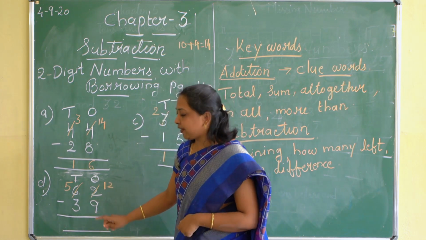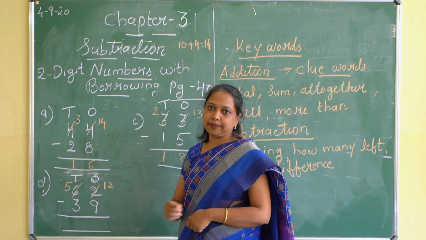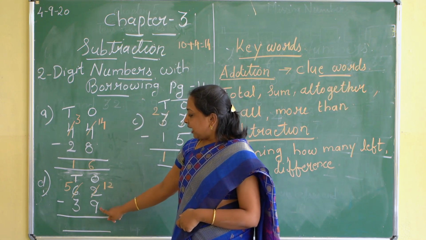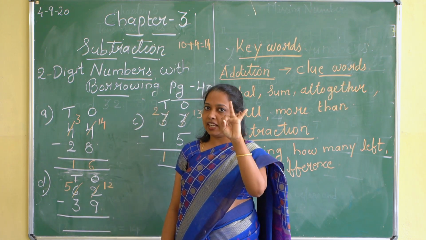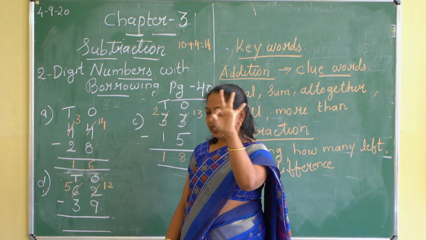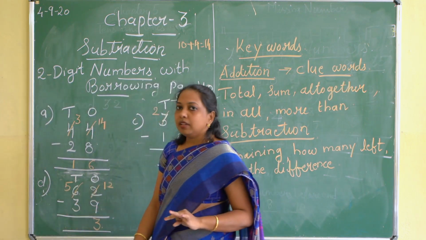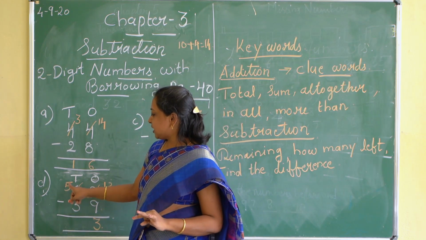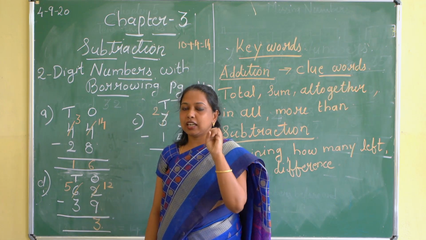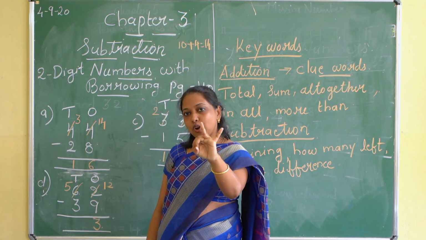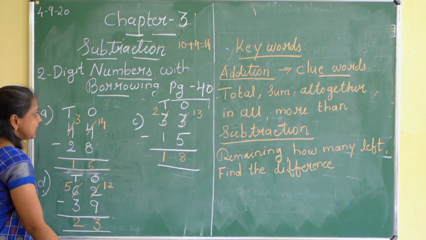Now 12 minus 9. Is it possible? Yes, because the first number is greater than the second number. Now you take the second number 9 and start counting from the next of 9. 10, 11, 12. What did you get? 3. Now go to the tens place. 5 minus 3. Take the second number 3 and start counting from the next, 4, 5. What did you get? 2. You got the answer 23.